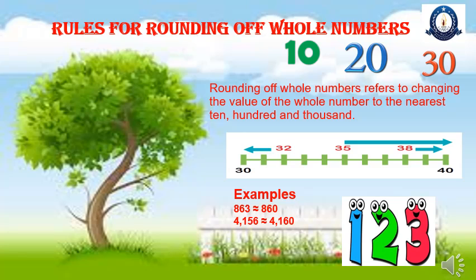Which number is on the tens place? 3. Next number is 5. 5 belongs to which family? Up or same? Up family. Now 3 will go one step up. So the answer will be 40. In place of 3, 4 will come. And in place of 5 we will add 0. So when we round off 35, the answer will be 40. 38 is close to 30 or 40? It is close to 40.